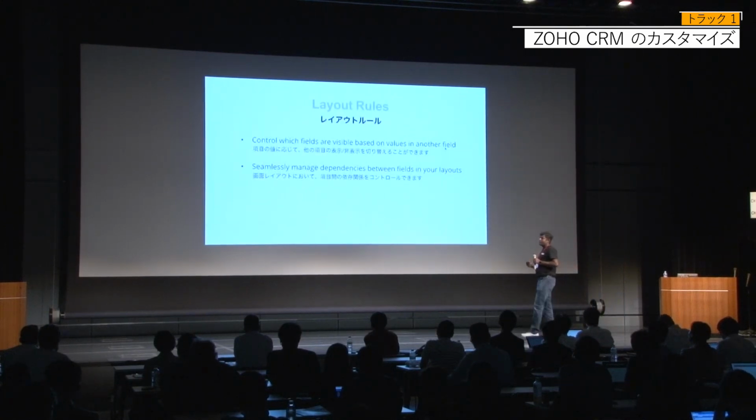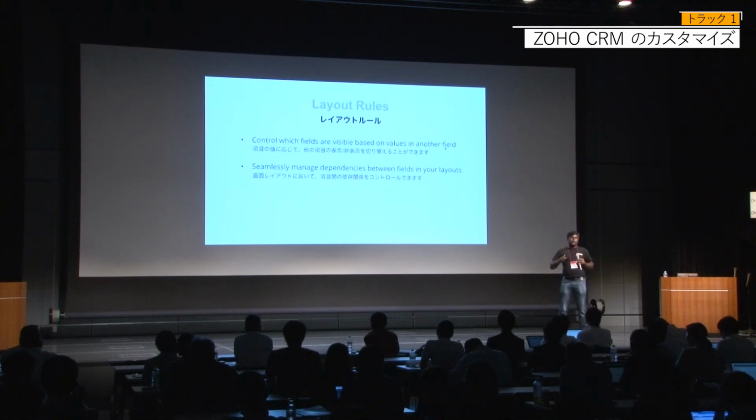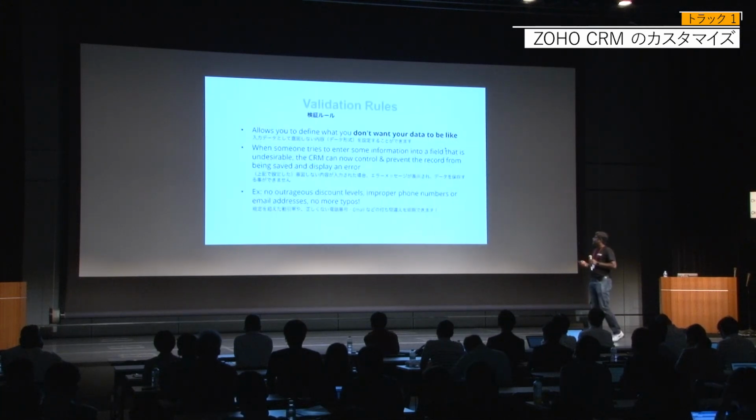And you can also create what are called layout rules. Layout rules is where you have different types of layouts for different types of leads or different types of customers. Also, if you have different sales processes you want to follow, you can create different layouts for your deals, so you can take the opportunities through the various sales processes.